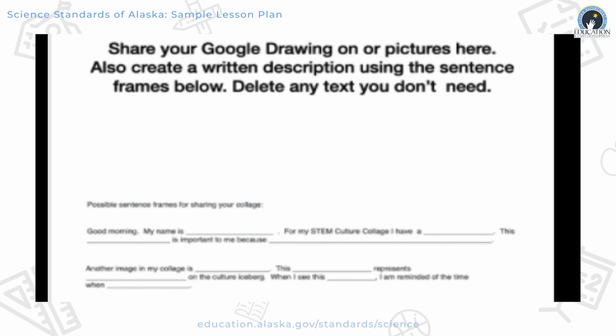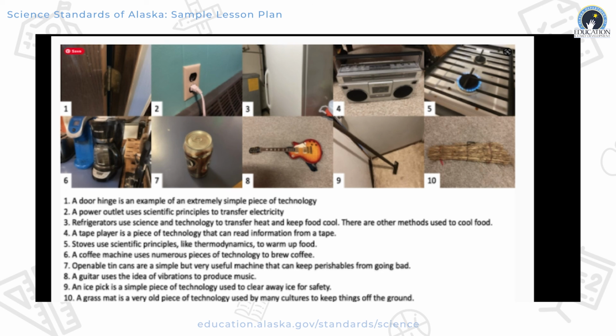And then I want to share with you a couple of examples of products that my students have created. So here you can see that I had a student who really spent some time finding technologies that meant a lot to him. I can tell he really likes music, and I particularly like the fact that he included a coffee pot.